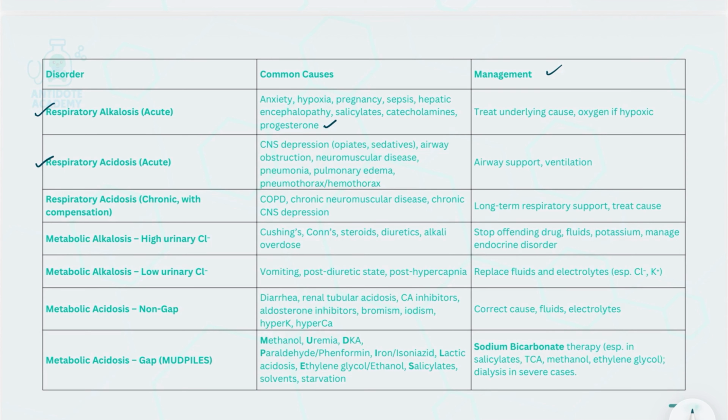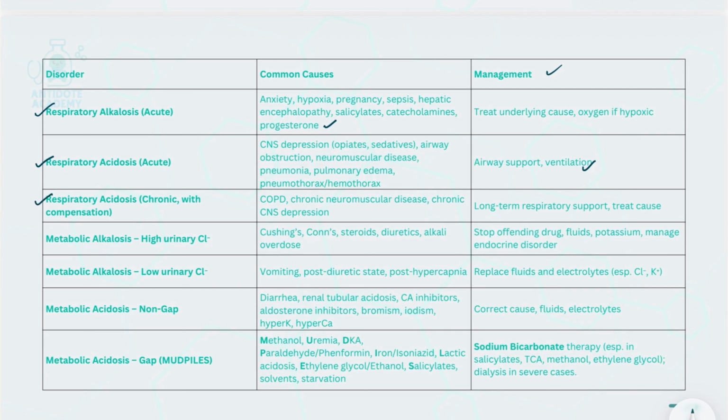And what is the cause? It is caused by any kind of opiates, sedatives, airway obstruction, pneumonia, pulmonary edema, etc. How do we manage them? We have to manage them by providing airway support or ventilation with the help of a ventilator.